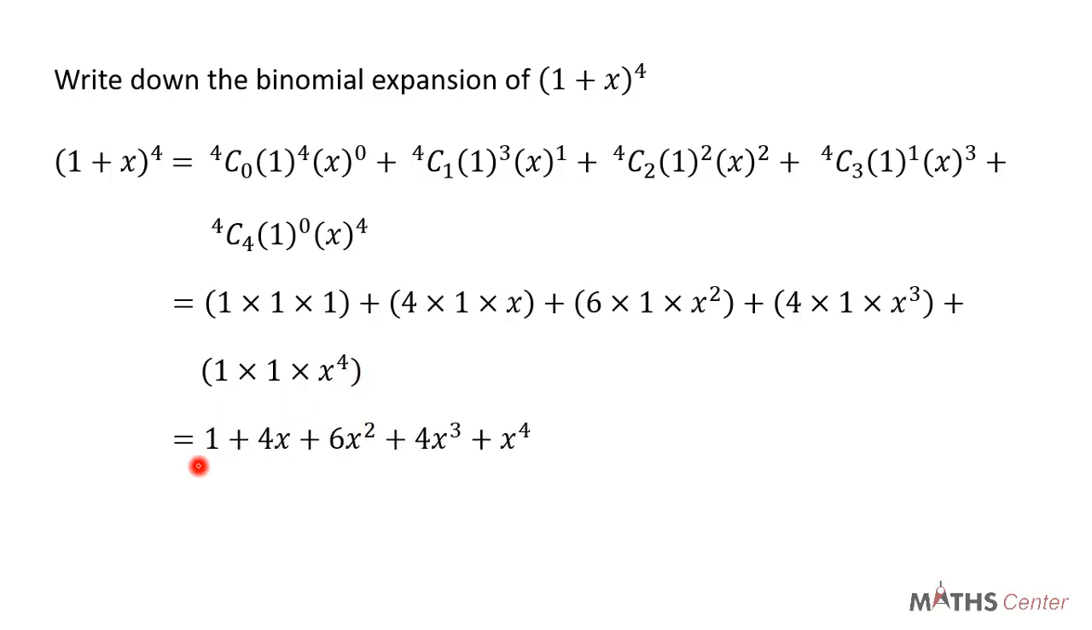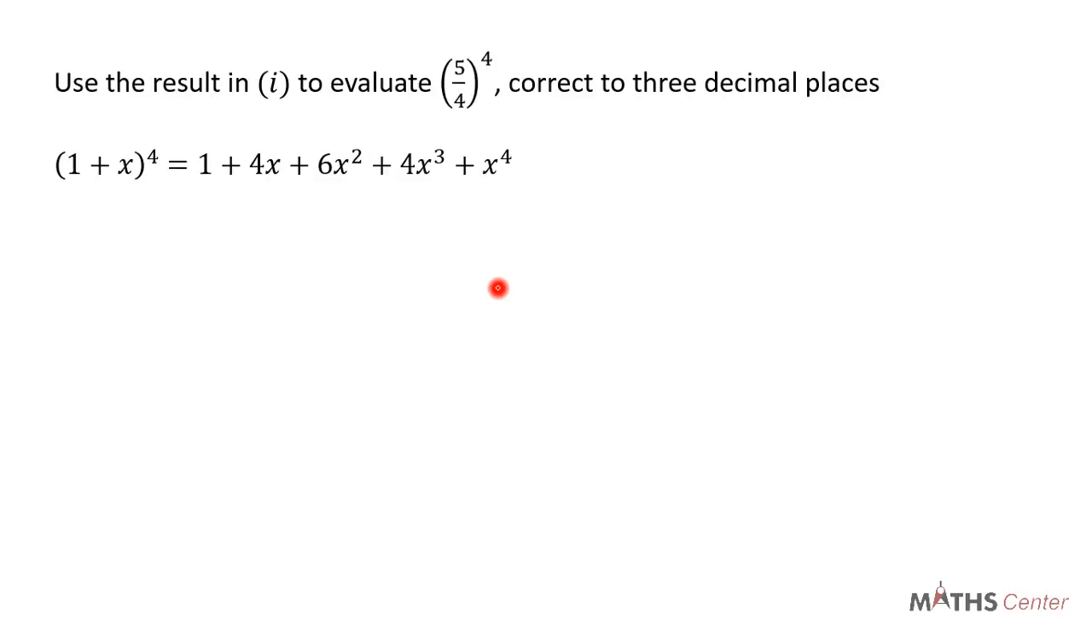When you simplify this, we are going to have 1 plus 4x plus 6x squared plus 4x cubed plus x exponent 4. Now let's look at the second part of the question. The second part says that we should use the result that we got in I, which is the expansion of the binomial expression, to evaluate 5 divided by 4 exponent 4. And we should correct our answer to 3 decimal places.